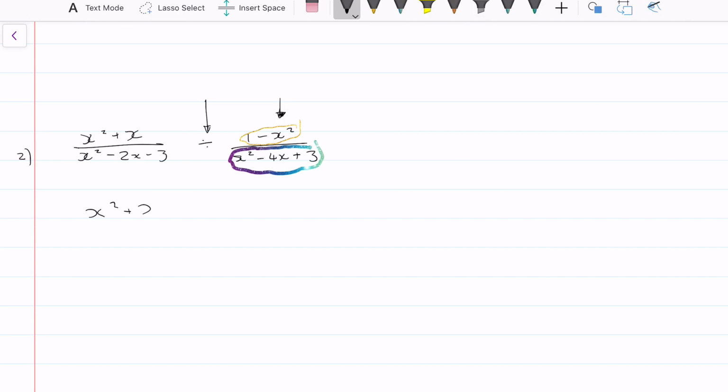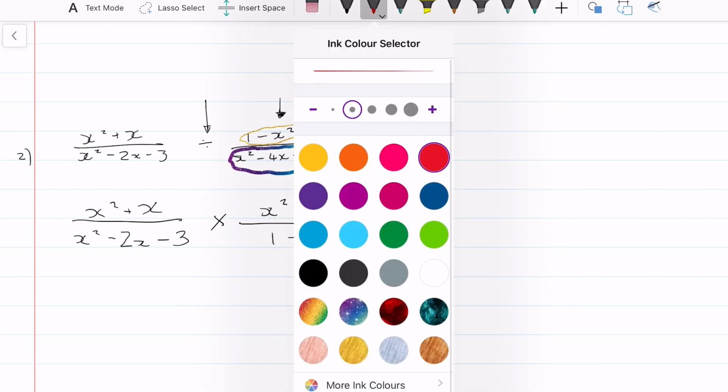x squared plus x. So we leave the first term, x squared minus 2x minus 3. We change it to a multiply, and we have x squared minus 4x plus 3 all over 1 minus x squared. Okay, so why this works is just a bit of theory or background.